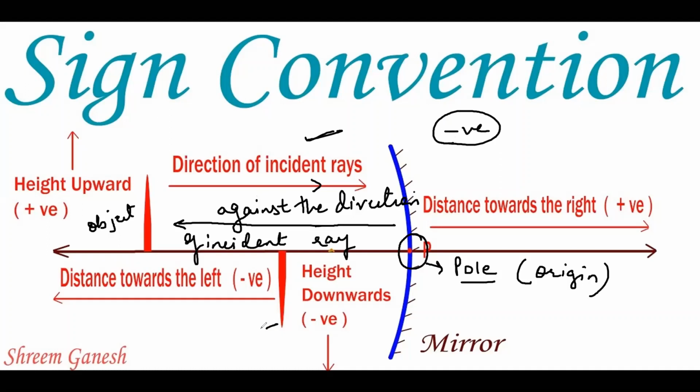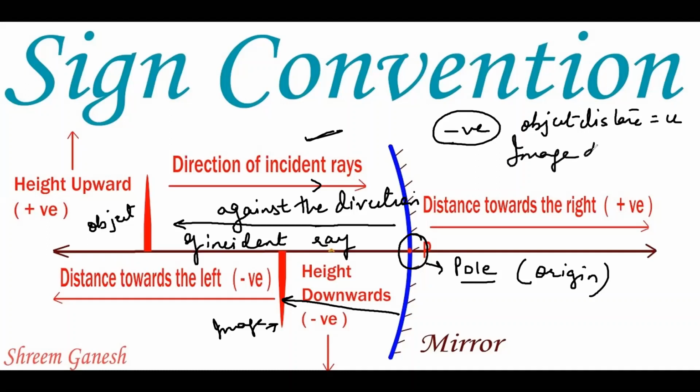Suppose this is your image. To get the distance of this image, you have to come this way, against, so this will also be negative. Object distance is always denoted by symbol U. Image distance is denoted by symbol V. So the first point is all the distances will be measured from pole.